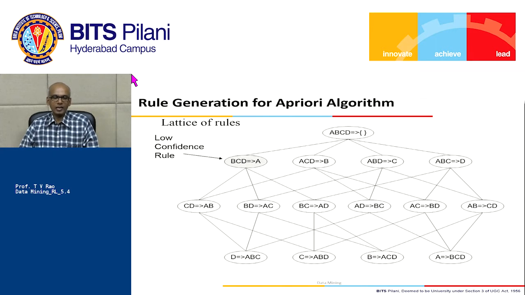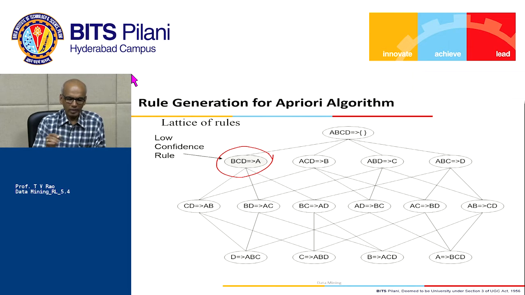If we create the lattice of rules starting with the same 4 items A, B, C, D, at the first level we can possibly have 4 rules: BCD implies A, ACD implies B, ABD implies C, ABC implies D. We start measuring the confidence for each one of them, and we find that one rule has a low confidence. So now we can conclude that BCD implies A has low confidence.